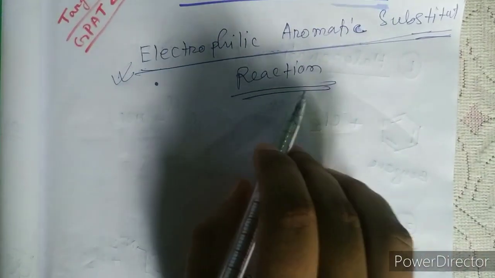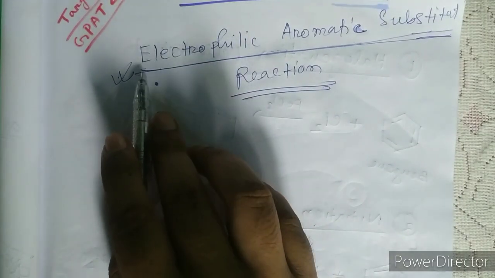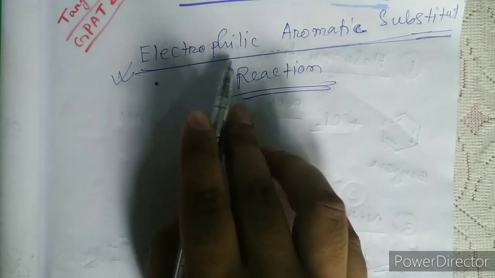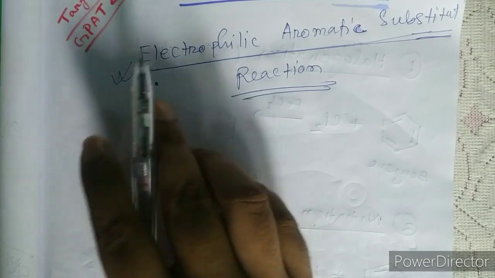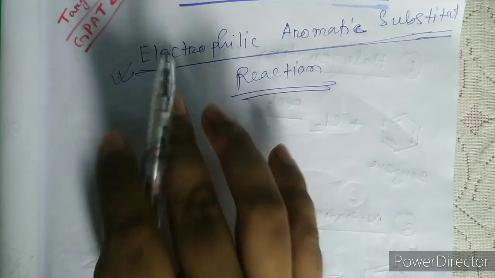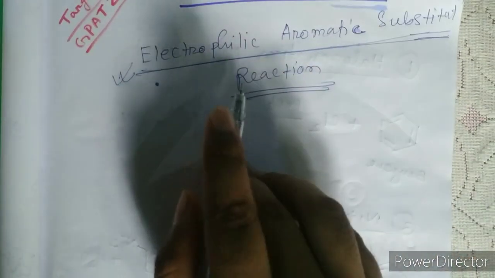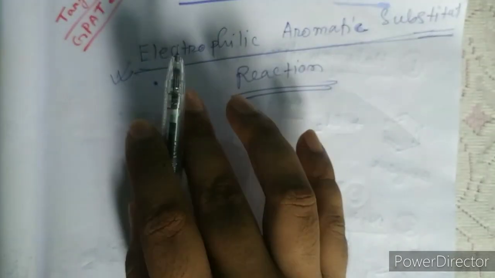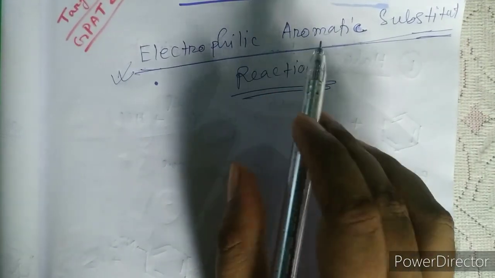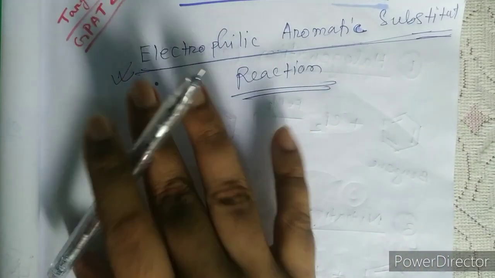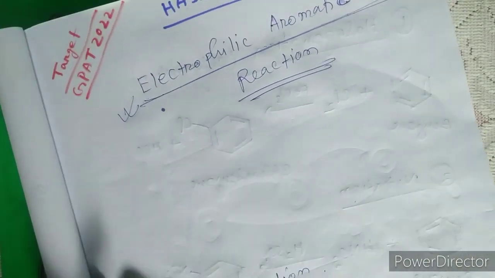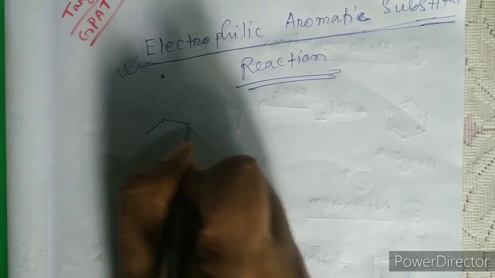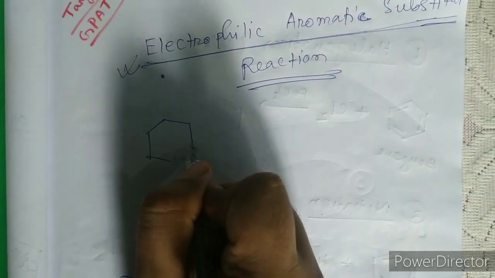Electrophilic aromatic substitution reaction. First of all, what we can get from here: electrophilic substitution reaction means an electrophile is going to be produced in this reaction and a substitution reaction is going to happen. What is a substitution reaction? Basically, one group is substituted by another group. And since it is written aromatic, one of our reactants will be aromatic in nature. So we are going to take benzene as an example of an aromatic compound.